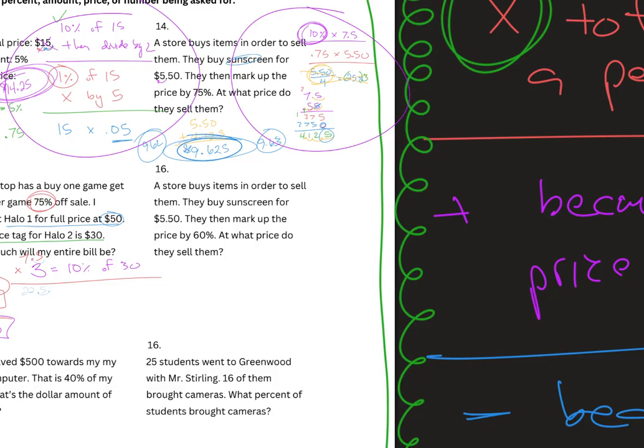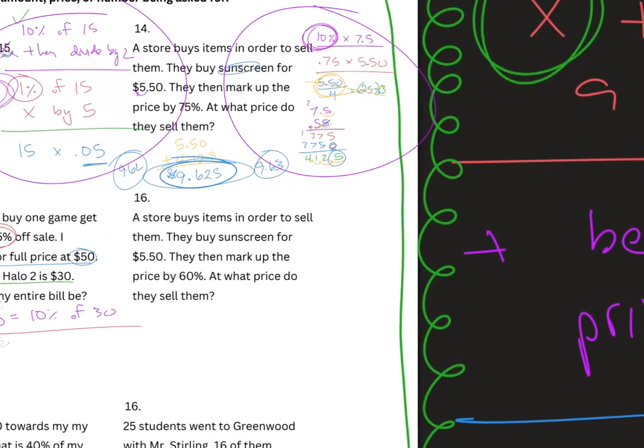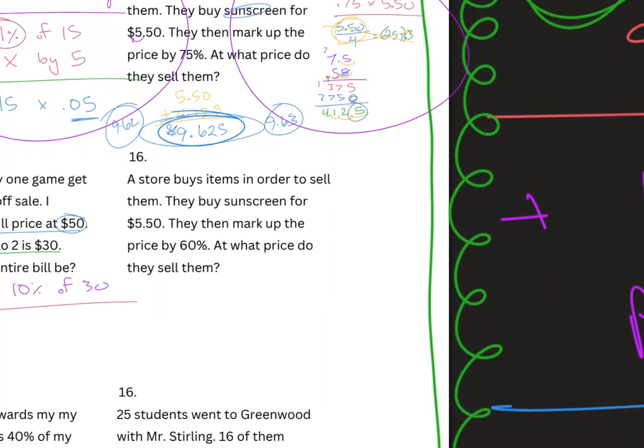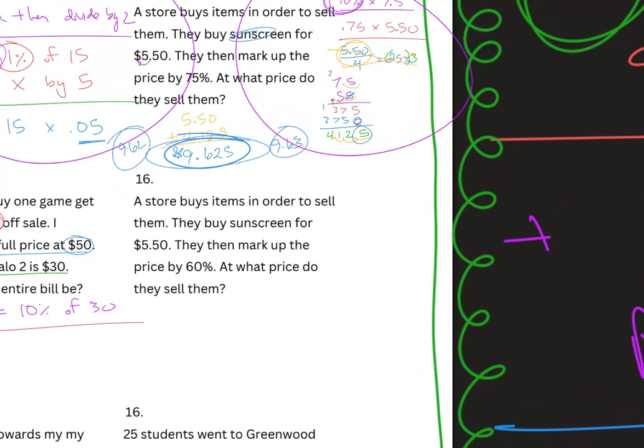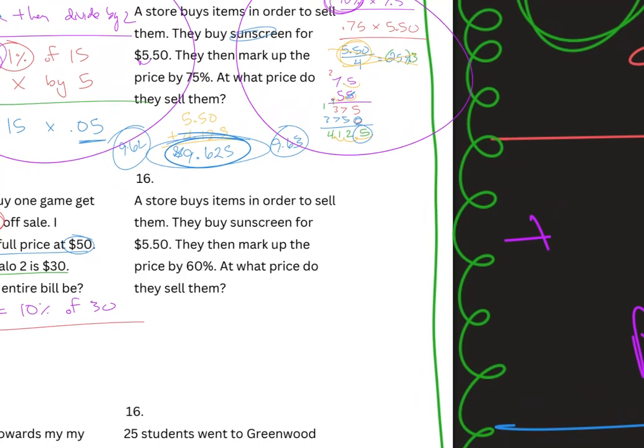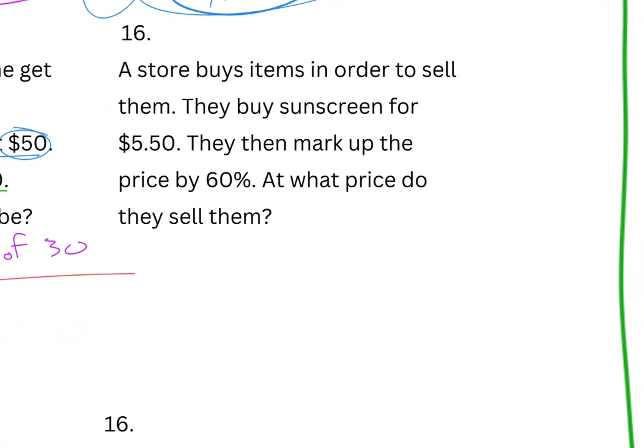Well, looky here. It's a copy-paste error. I did not catch this. So you'll notice number 14 and number 16 are really, really similar. I guess there's two different types of sunscreen that are both $5.50, and they both get marked up. But this one only gets marked up 60%.